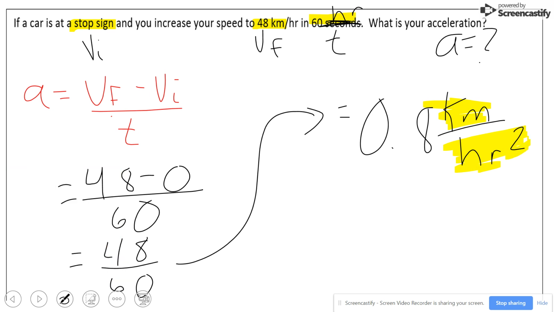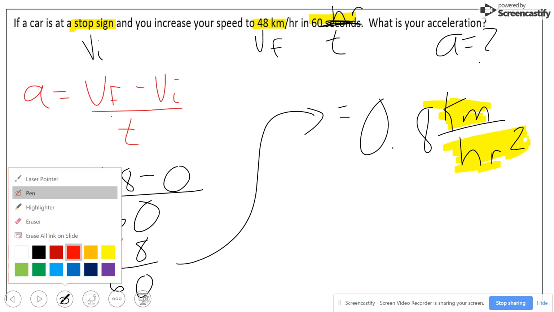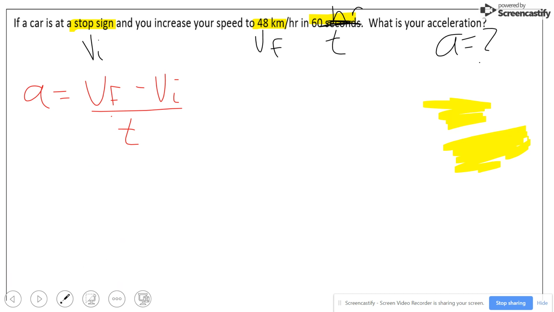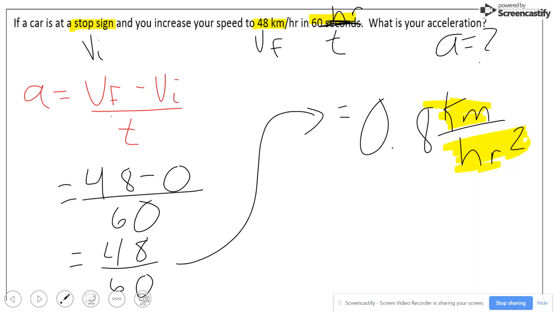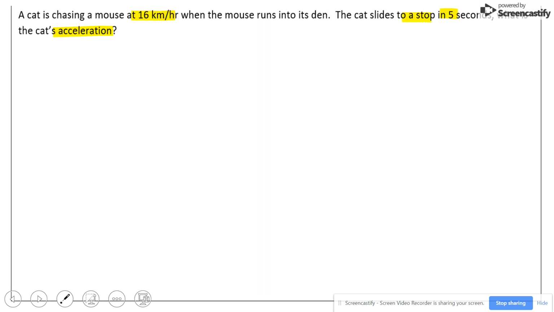So just like with before, we had said back on this previous slide, if I go back, it's meters per second squared. So now we're dealing with hours squared. And that's just what our unit is. We don't have to actually square our time. That's just the unit. If we look at this next problem, a cat is chasing a mouse at 16 kilometers an hour.